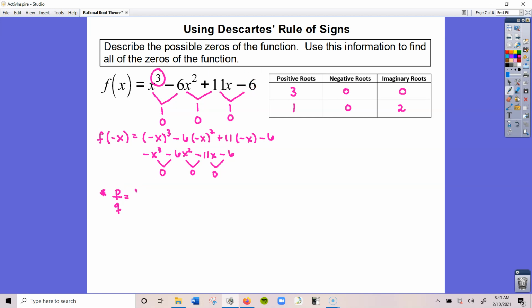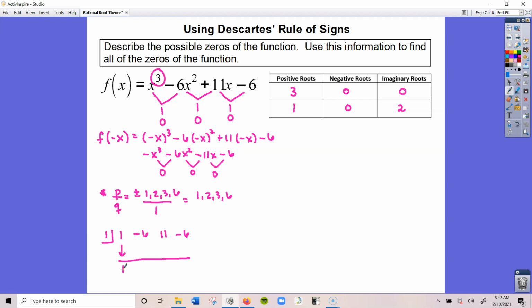P is 6, so the factors of 6 would be plus or minus 1, 2, 3, or 6. And then for the Q, it's 1, so everything is divided by 1. Remember, we have no negative roots, so we don't have to test any of these negative numbers. The only possible roots are 1, 2, 3, and 6. So let's start off by testing 1. Let's write out this polynomial. So 1, negative 6, 11, and negative 6.